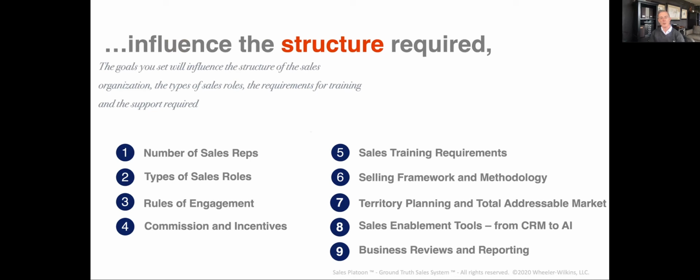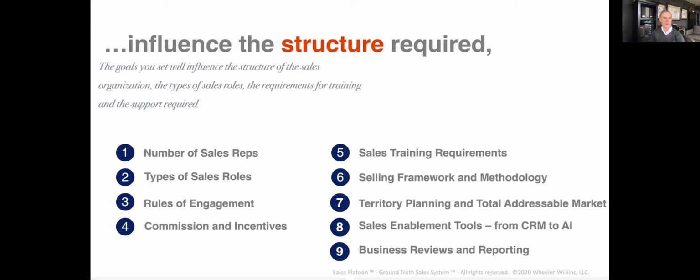When we look at our total addressable market, are we structuring our reps in the right way? Should we be tiering our accounts in a different way? So we have enterprise accounts, mid-market, and small accounts. And how do we identify them? How about tools from CRM to AI? Do we need to explore them?